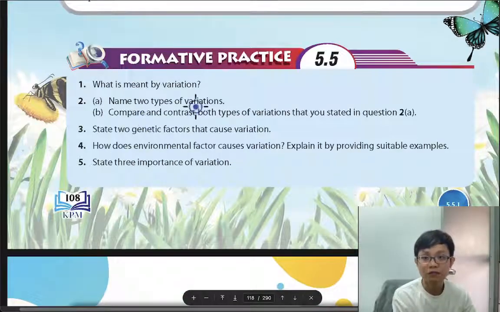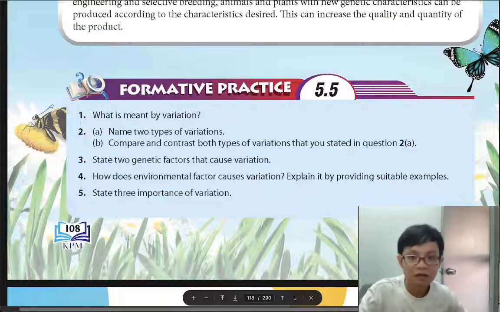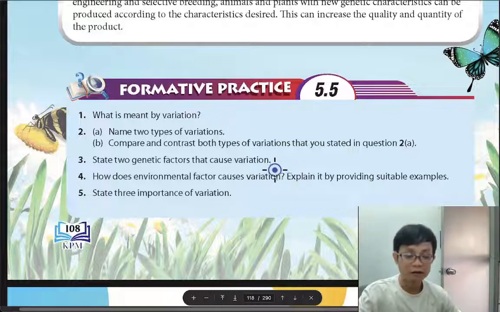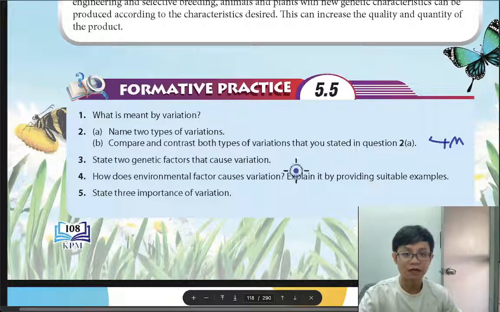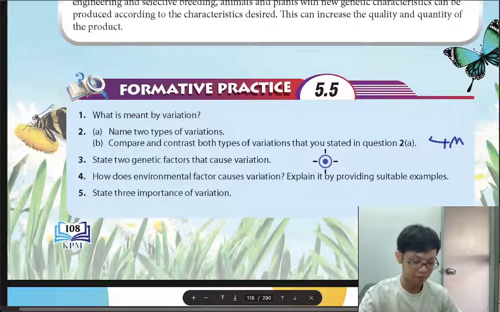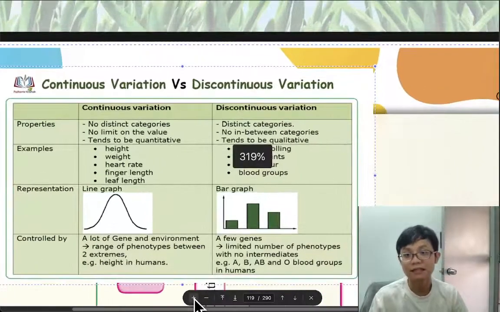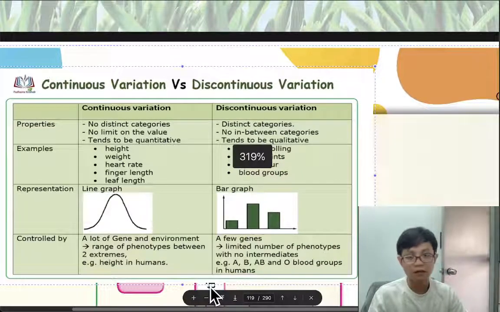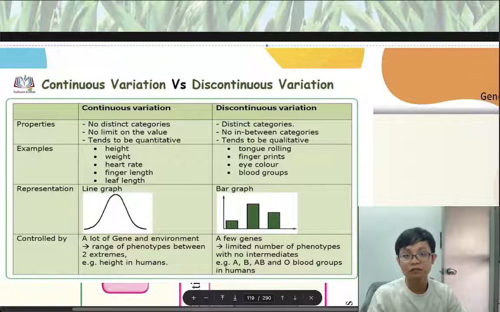Name two types of variation. Continuous and discontinuous variation. Okay, this one maybe could be a 4-mark question. Compare and contrast both types of variation that you stated. So we can see this is, for example, continuous and discontinuous variation.